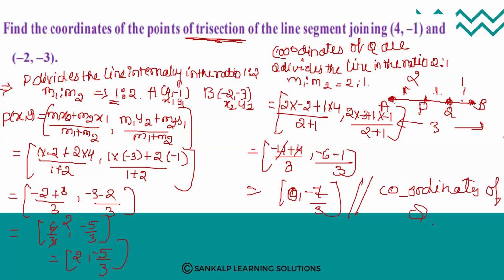Here, one small thing we must remember. P divides the line in the ratio 1:2, because A to P it is 1 and P to B it is 2. And Q divides the line: A to Q it is 2 and Q to B it is 1. So Q divides the line in the ratio 2:1 and P divides the line in the ratio 1:2. That's all. When you know the values of m1 and m2 and A, B, then you can use the section formula. You can solve this question.